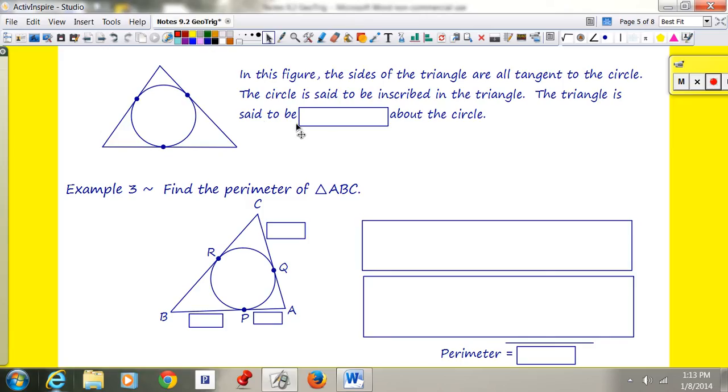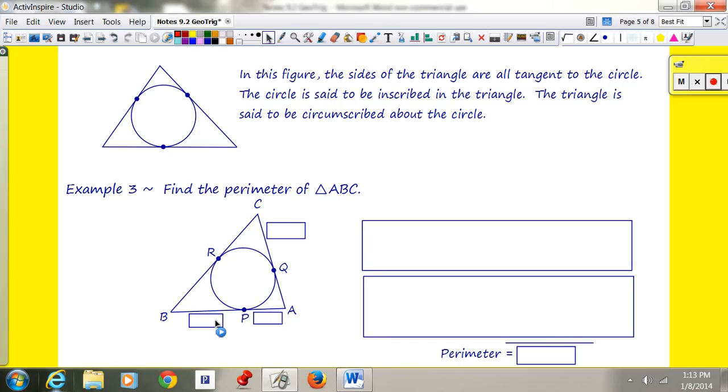This triangle is said to be circumscribed about the circle. So it's outside. Circumscribed is on the outside of the circle. So those are little vocabulary terms there for you. Now let's use the information that we've learned. We've got the same kind of picture here, and it's asking us to find the perimeter of this triangle.